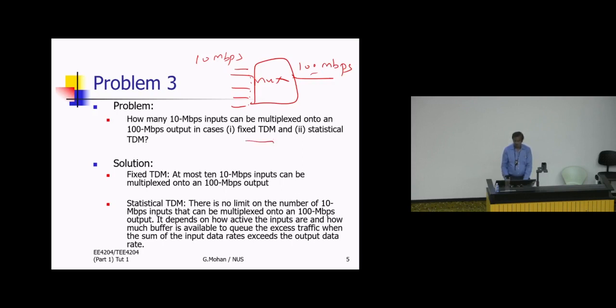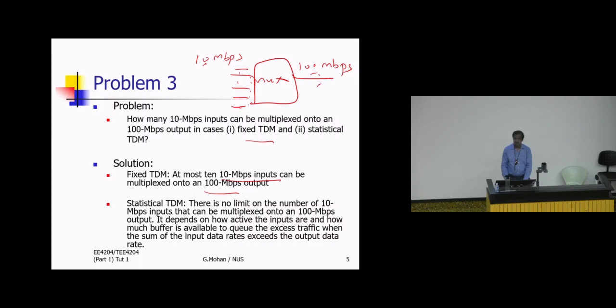If fixed TDM is used, we need to guarantee 10 Mbps of bandwidth for each of the inputs on the output link. So that means at most 10 inputs can be multiplexed. You cannot add more than 10 inputs. Then at the output you cannot guarantee the slots, you cannot schedule it. Is that fine? So if there is any request for an 11th input, that would be rejected. That cannot be supported.